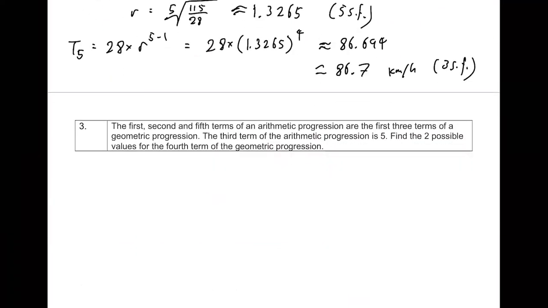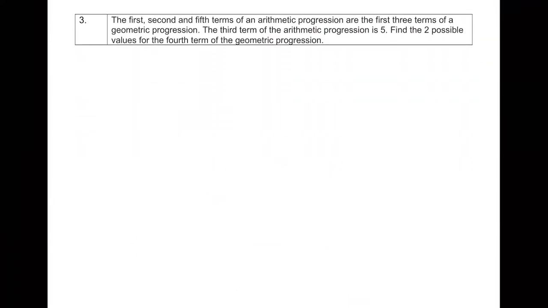Okay, next question. First, second, and fifth terms of an arithmetic progression. Let's just write down AP, colon, like this, and then we write down Un to represent the nth term of the arithmetic progression. The formula will be A plus n minus 1 times D. Maybe I should also write down geometric progression here. I'll use Tn to represent it. It will be A times R power n minus 1.